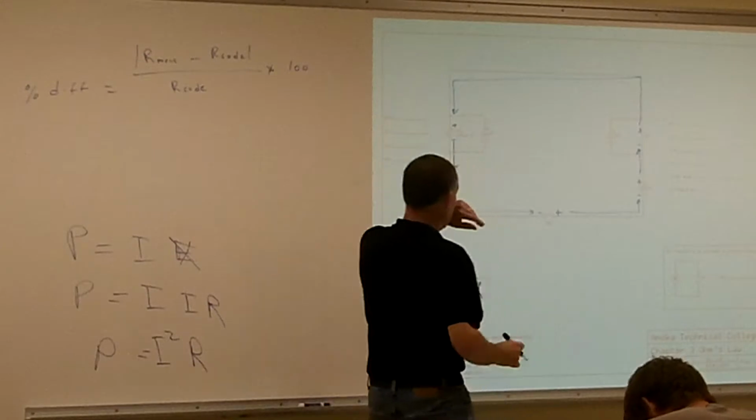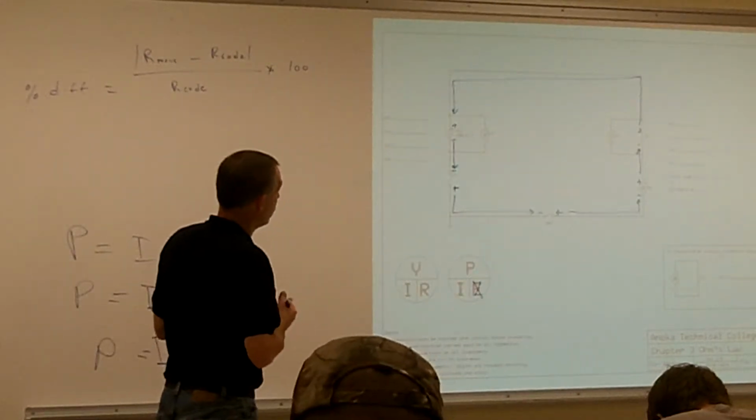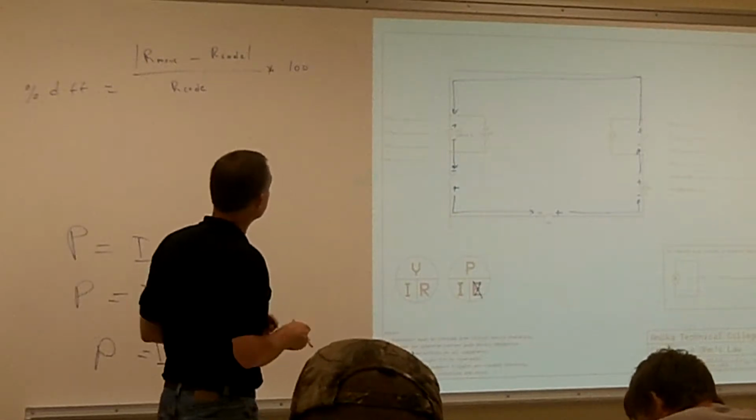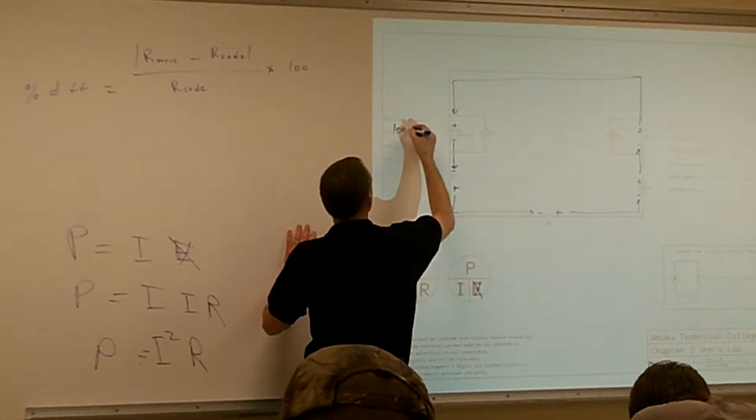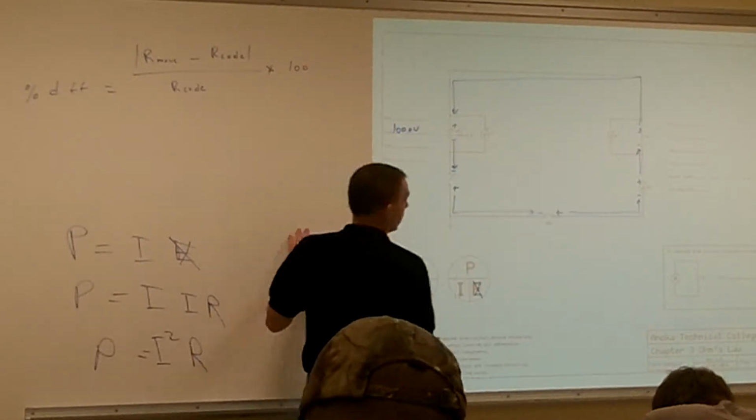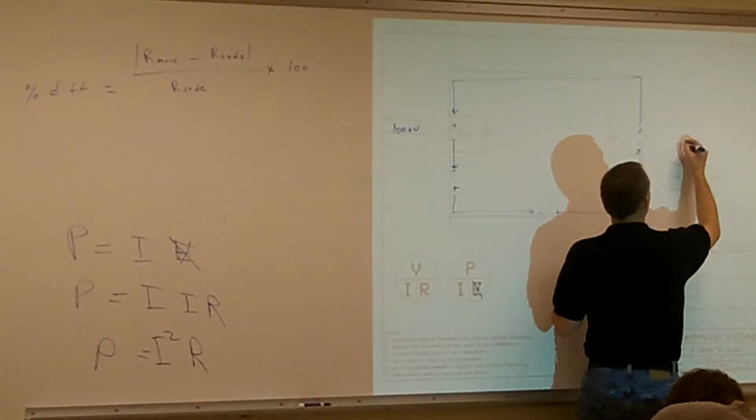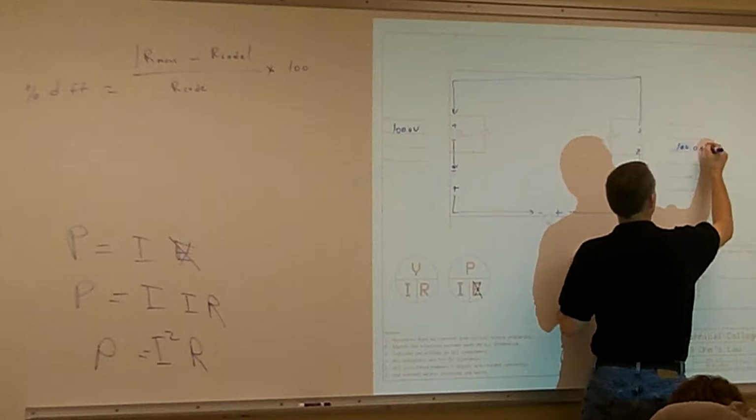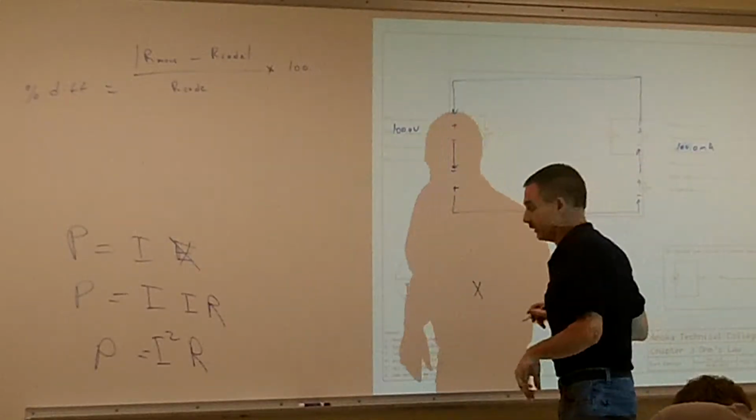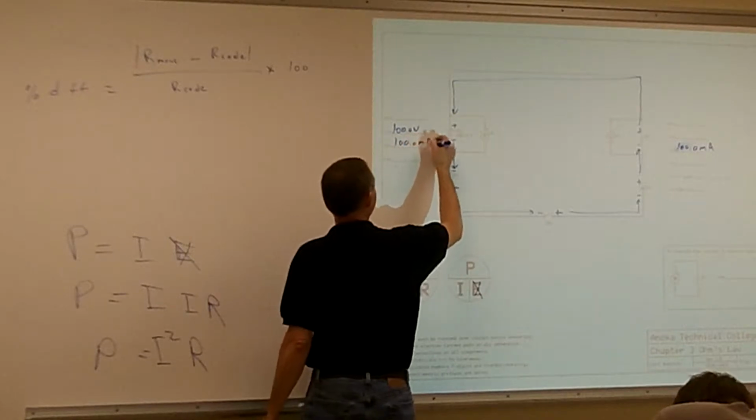Alright, then what's my next step? Fill in what I know. What do I know about this one? 100 volts total. 100 milliamps. We're going to put that 100 milliamps as I1, and also in the current total. My current remains constant in a series circuit, so I know that I have 100 milliamps here.